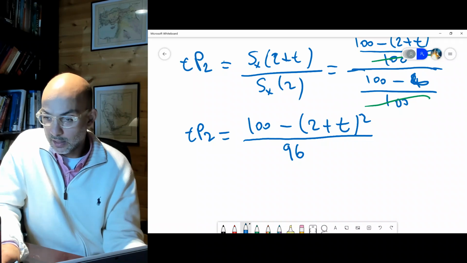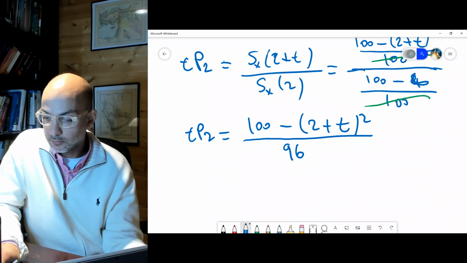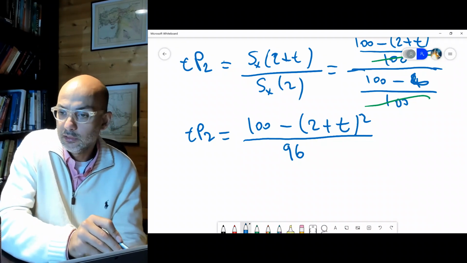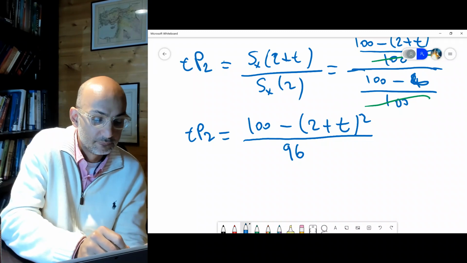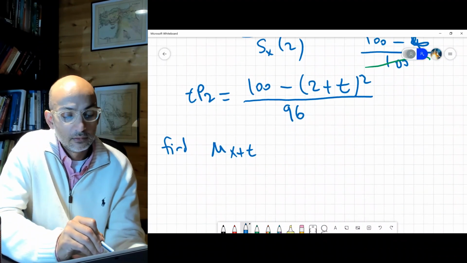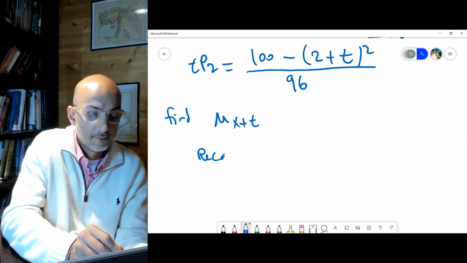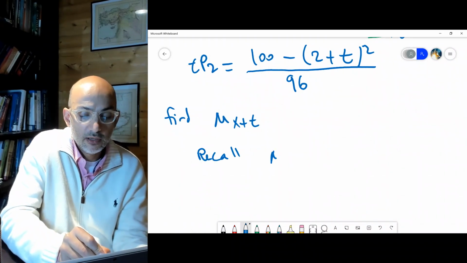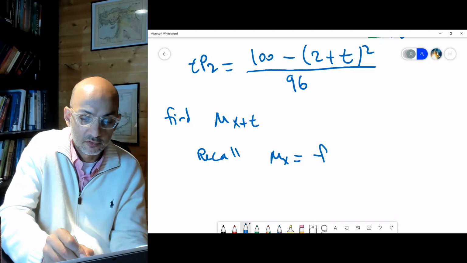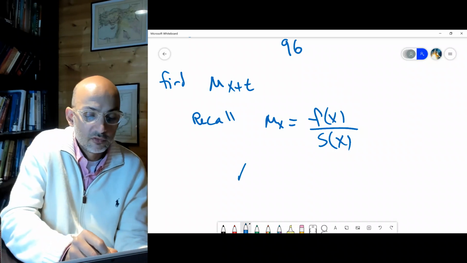Right. So now let's take another question. We did this one. We did tpt, let's calculate mu of x plus t. Find mu of x plus t. And that is also straightforward, right? Recall how we find mu x in general: it's simple, you take the f of x divided by s of x. So now let's find what's mu of x.